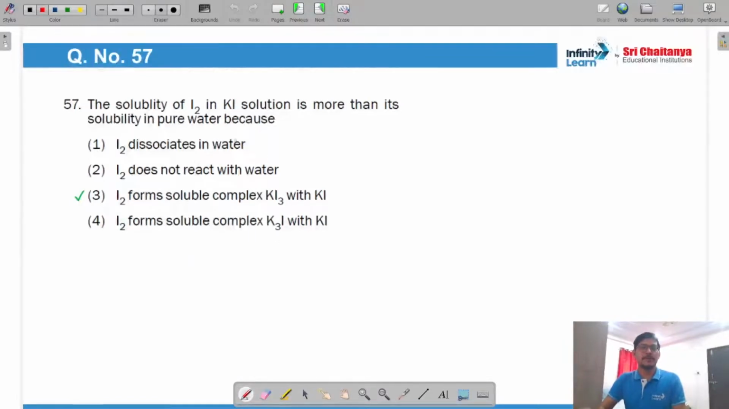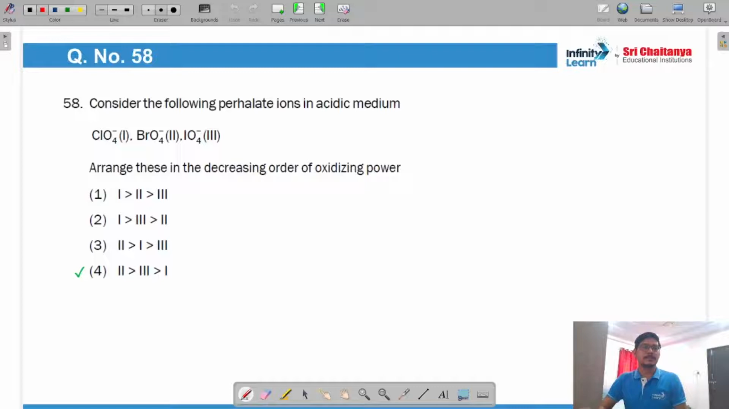The solubility of I2 in KI solution is more than its solubility in pure water, because iodine reacts with the iodide ion to form the triiodide ion, I3 minus. So this makes it an ionic compound, so it becomes soluble, right? So I2 forms the soluble complex KI3 with KI. That is the correct answer. This is the oxidizing strength. Memorize this, right?